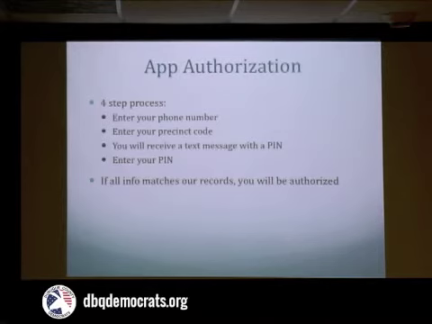The first step is entering your phone number that you've already previously had authorized. Then you will enter your precinct code. That code will be on your reporting credentials as well as on the front of your caucus packet, so that will be in 2 separate places. Once you enter those things, you'll receive a text message with a PIN number, and then you will enter that PIN number. If all of those things match, you'll be authorized, and you can go forward and report.